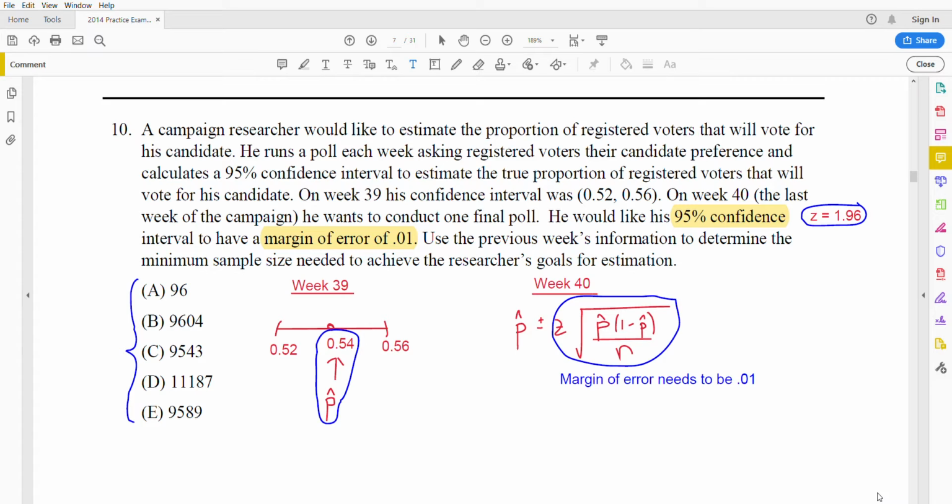E might get us a little bit closer. So 9589. Let's see, 0.0099757. So that got us close, but not as close as C. Let's see if I can pull it up here. 9589, not that one. 11,187, not that one. Here was C, 9543. That got us the closest to the desired margin of error of 0.01.